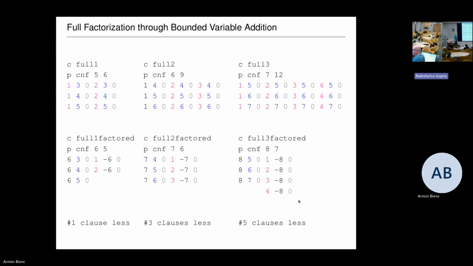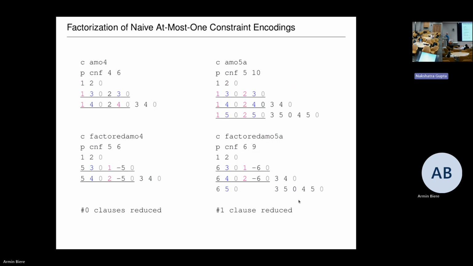Okay, and then you also already see that the bigger these patterns get, the more clauses you save. All right, now comes the interesting part, which I spent most of the time on when preparing this talk, because back then, already in 2012, we showed empirically that at most one constraints are really interesting for this BVA.